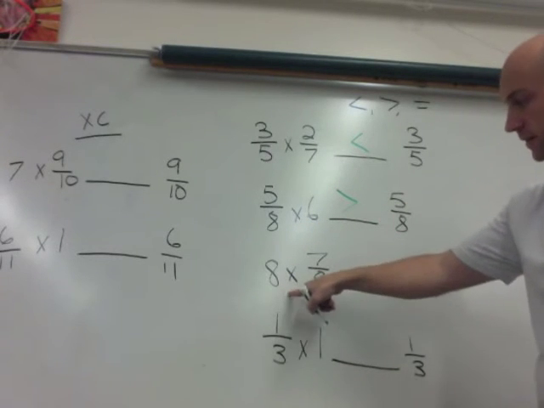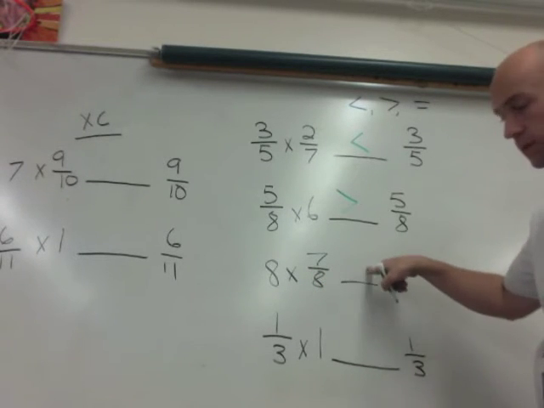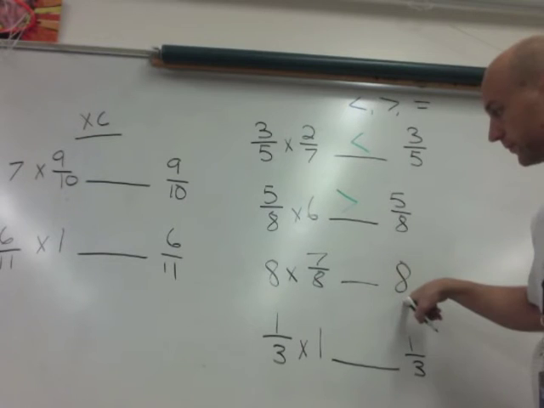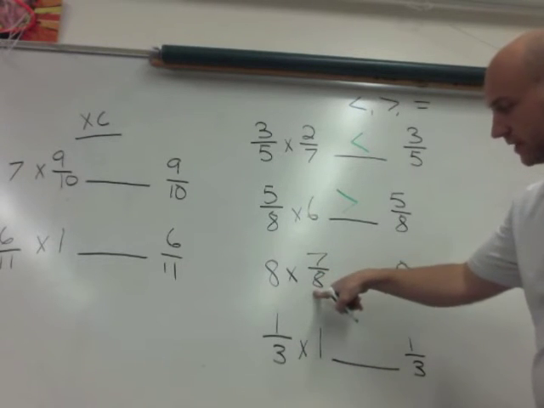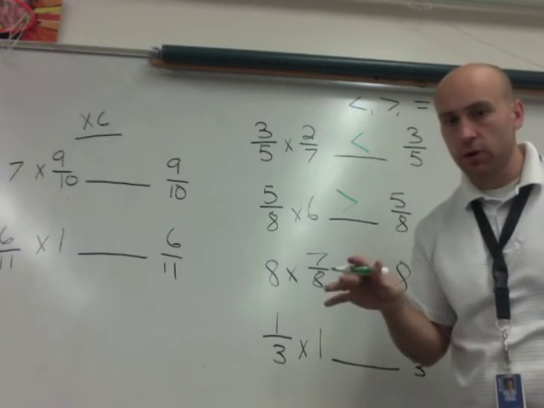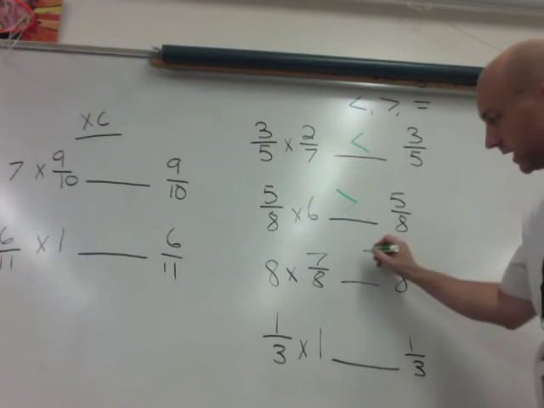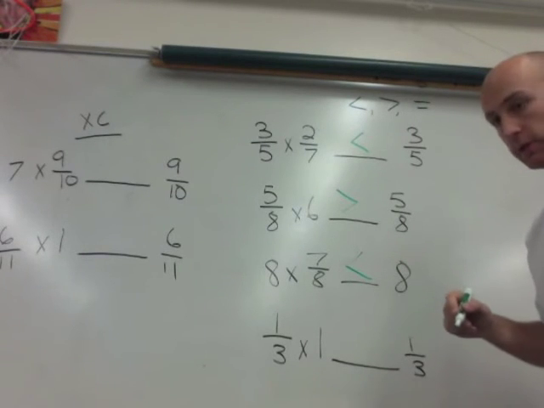Okay, 8 times 7/8 will be less than, greater than, or equal to 8. Well, we're timesing 8 by a fraction. 7/8 is smaller than 1. It's not quite 1. So 8 times 7/8 is going to end up being less than 8. Your answer will be a little bit less.